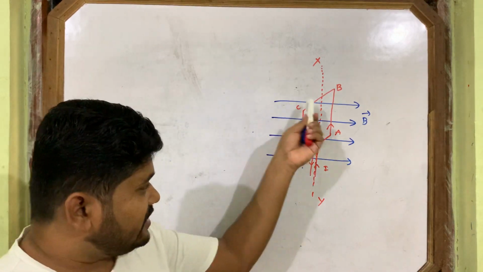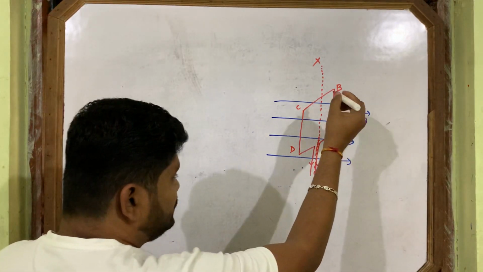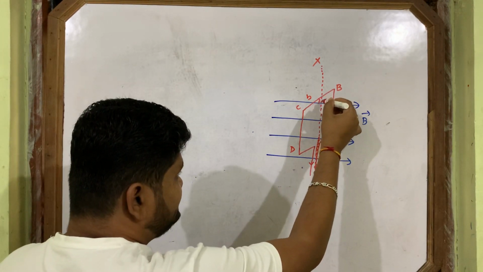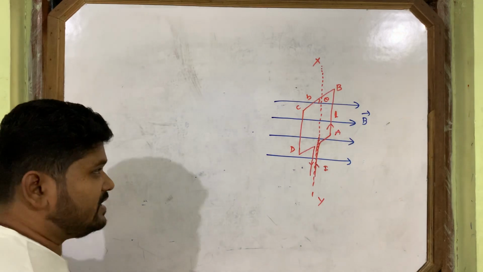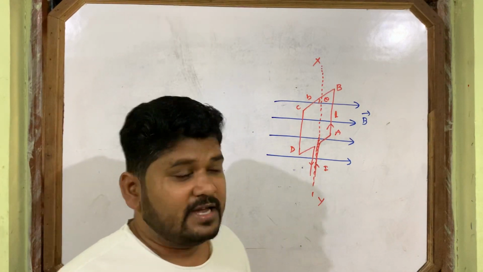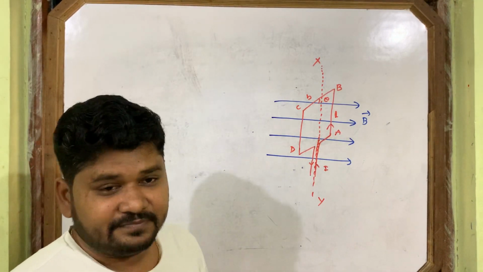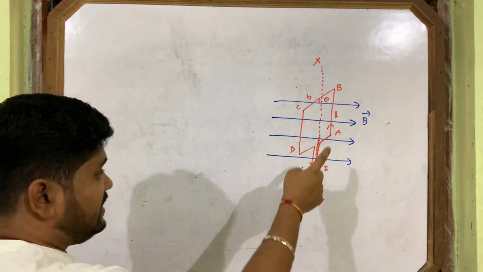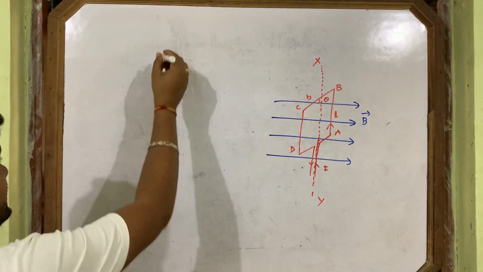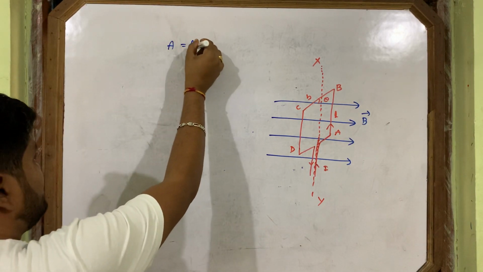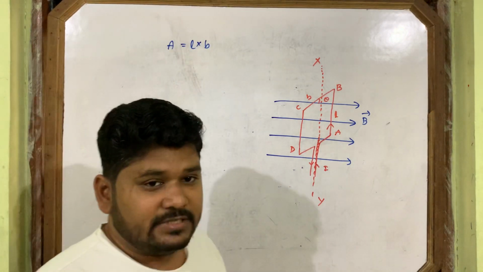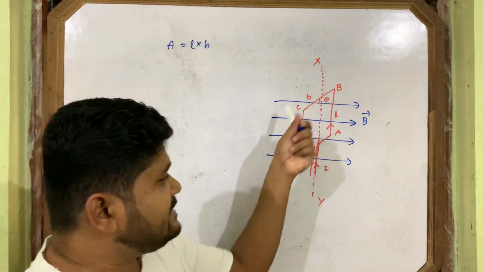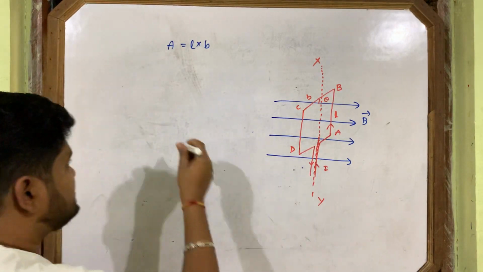So let's find, four conductors are there. The length of the loop is L, the breadth of the loop is B. Suppose the surface of the loop makes theta angle with the magnetic field. Four conductors are there, length L and breadth B. Theta is the angle, and the area of the loop obviously will be L into B. So now let's find individually what force acts on each conductor.